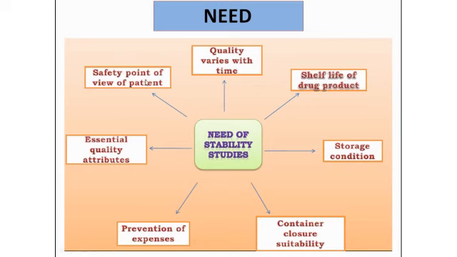Next, it is the safety point of view of the patient. Suppose we have prepared a drug in Delhi, it will reach some person in some area of our state, and he is going to take this drug. We have to determine whether it is stable at the time when the patient is going to take it. Next are essential quality attributes like temperature, light, etc. Prevention of expenses.